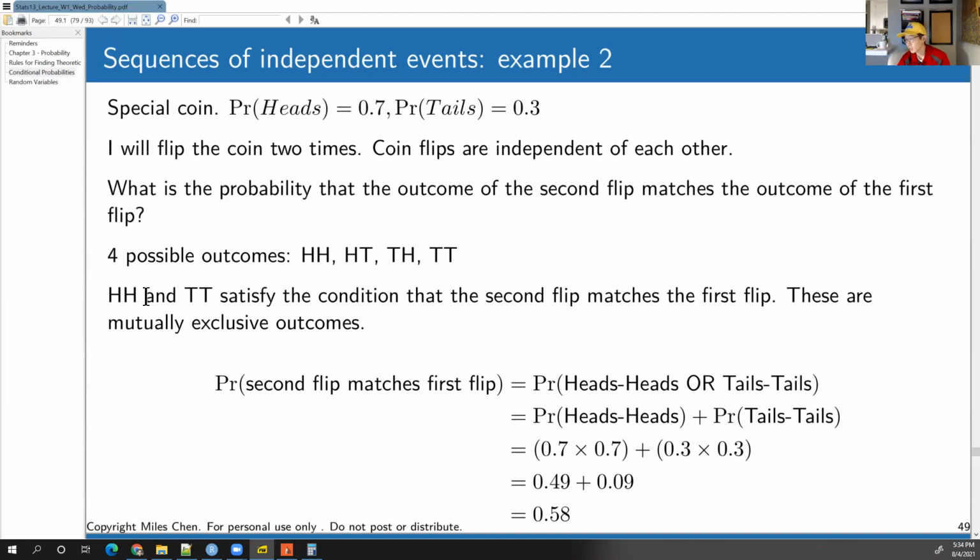And in this outcome, heads, heads is mutually exclusive of tails, tails. I can't get one outcome and at the same time have had the other outcome. So we're going to say, all right, this is going to be the probability of heads, heads, or tails, tails. And this is going to be the probability of heads followed by heads, which is 0.7 times 0.7. This is probability of tails, tails is probability 0.3 times 0.3. And I get 0.49 plus 0.09. I add those two together and I get 0.58. 0.58 there.